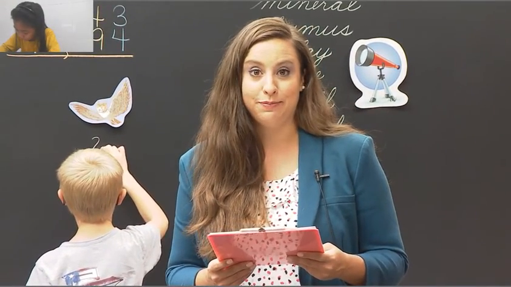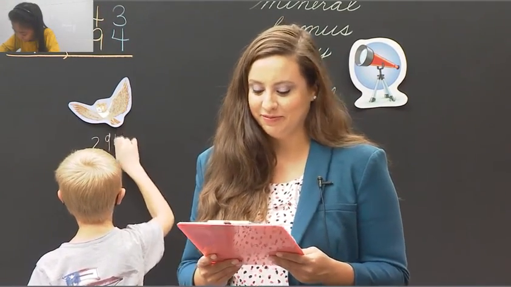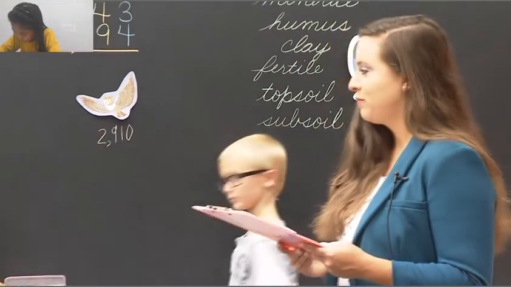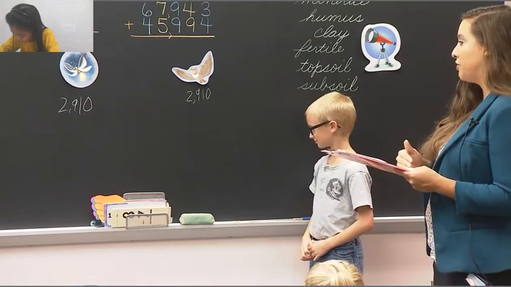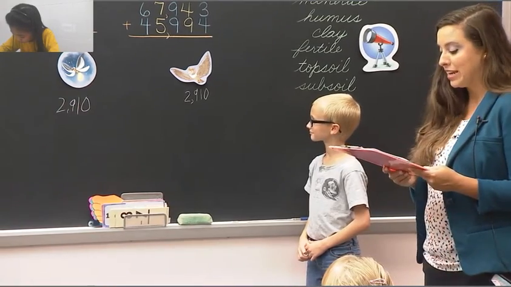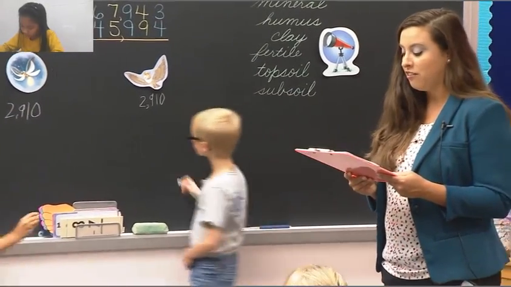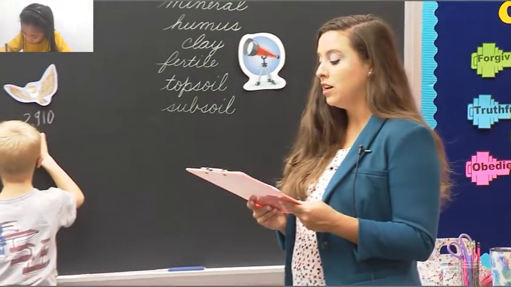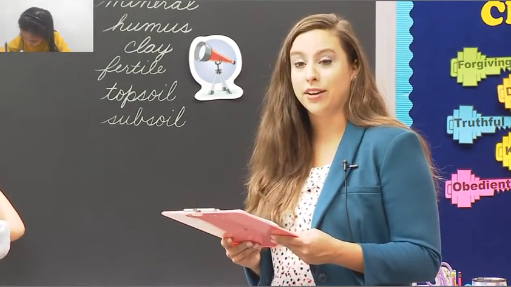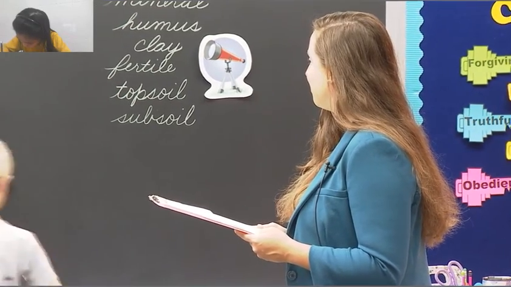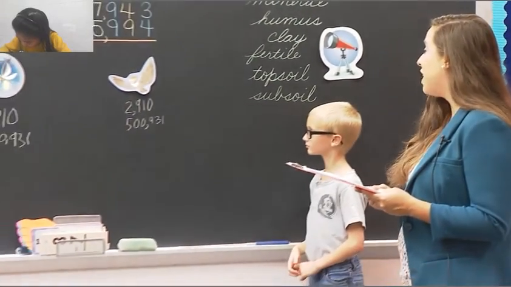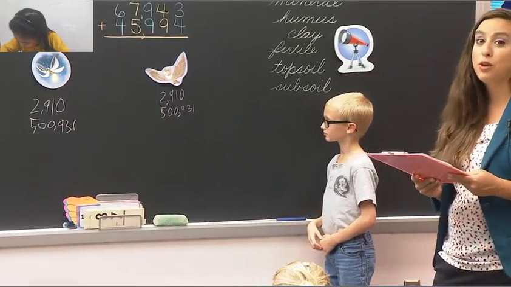2,910. And both of you are correct. Make sure as you're writing your numbers, you're very neat as you form that 9. Your next number, 500,931. Both of you are correct. 500,931 is the correct answer.